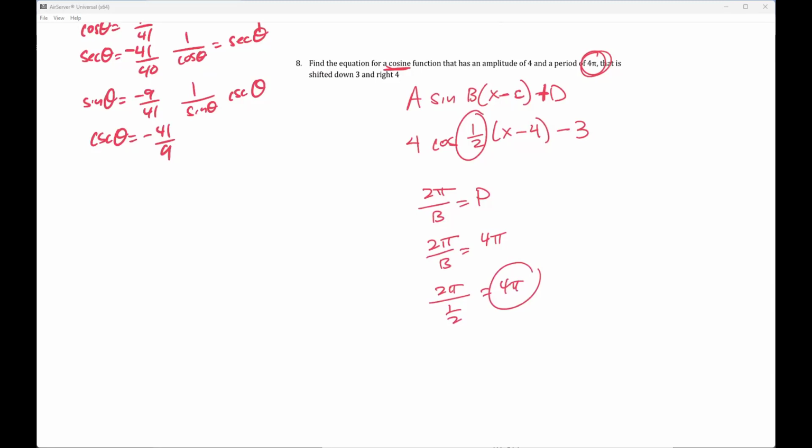Someone asked me today, if I put the 1/2 inside the parentheses, would I get it right? You would, but you have to make sure that if you put the 1/2 x, the 4 has to become the 8, because remember, you're factoring it out. So you have to do this if you want to leave it inside. Okay, so just be mindful of that. You're supposed to pull out the 1/2, so be aware. All right.